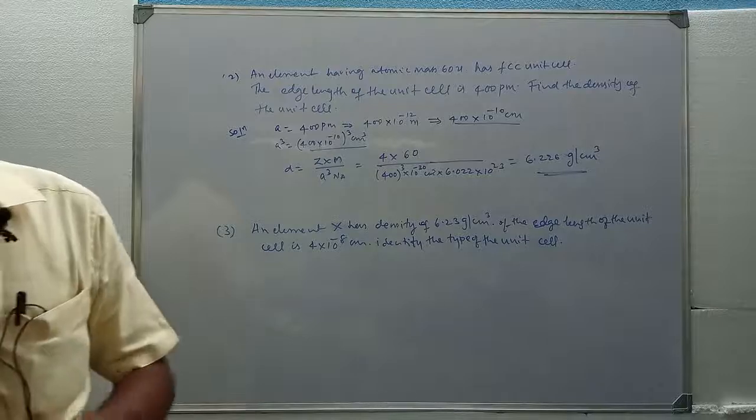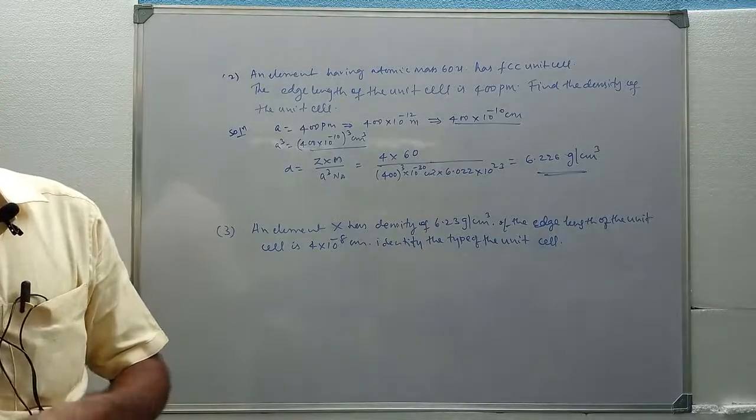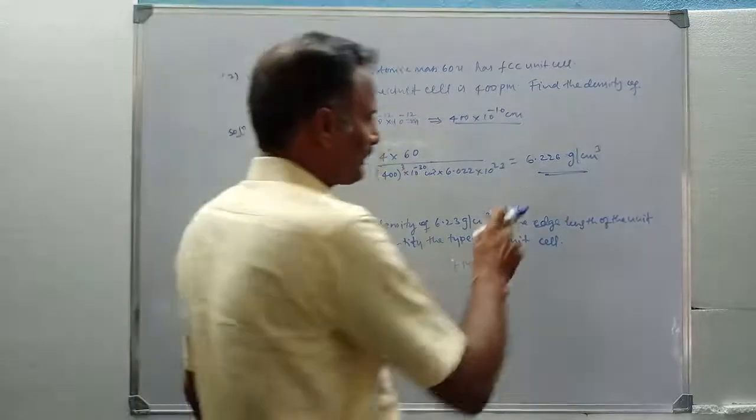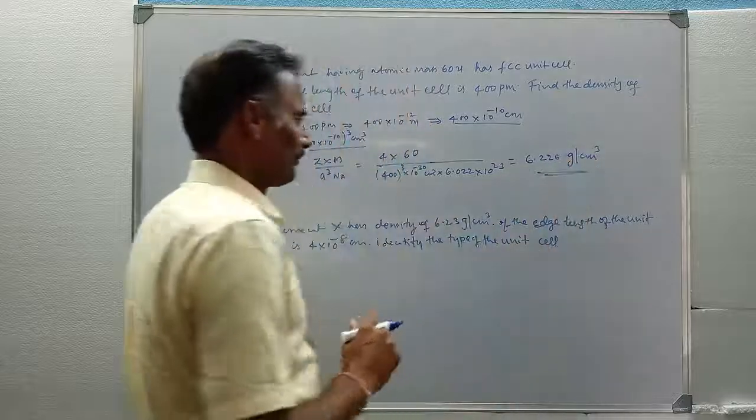This is okay. This is the density of the unit cell. This value is 6.226 gram per cm cube.